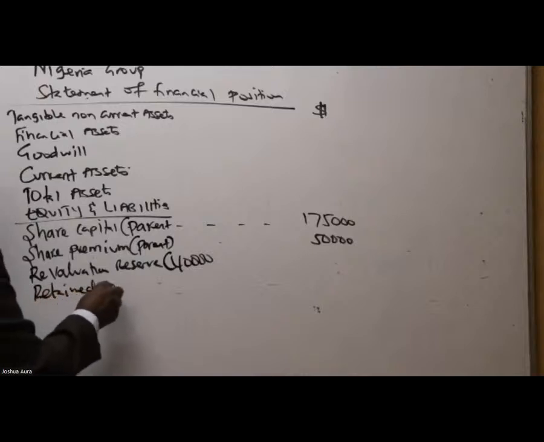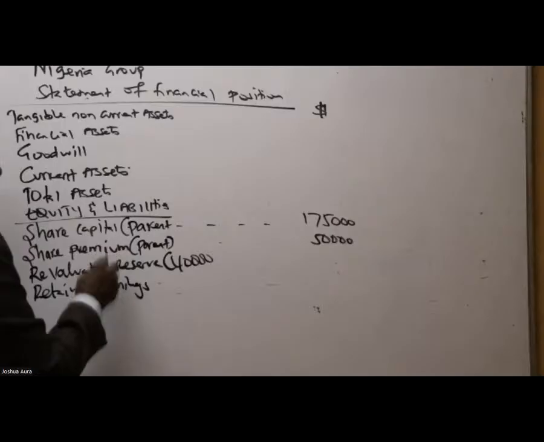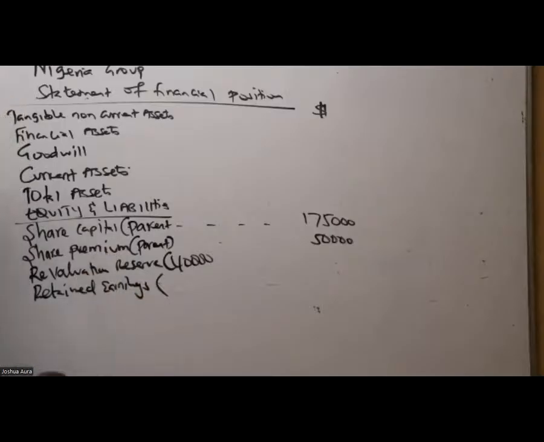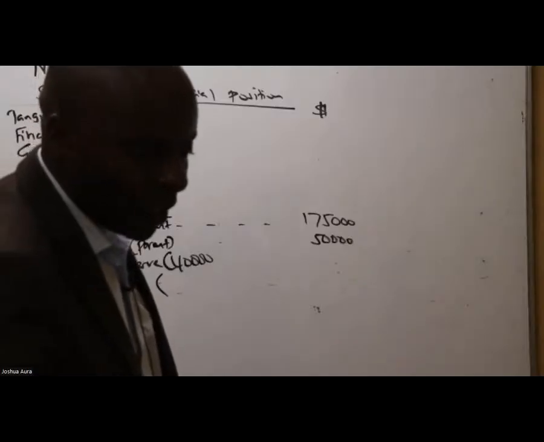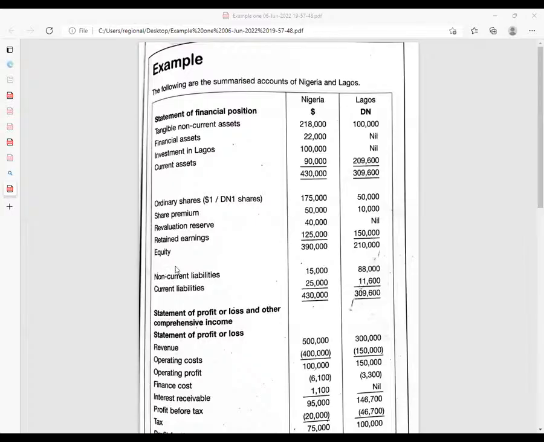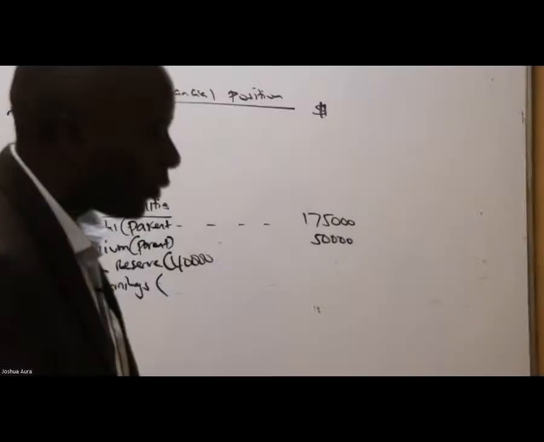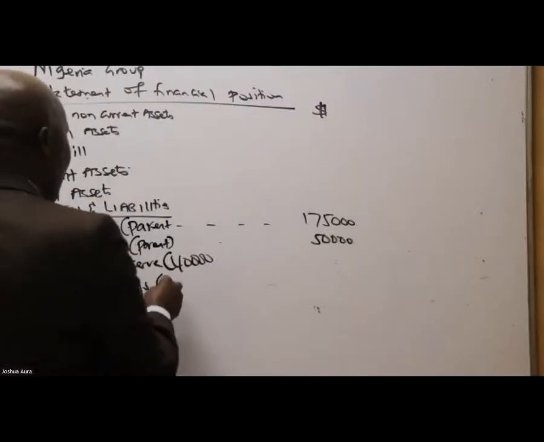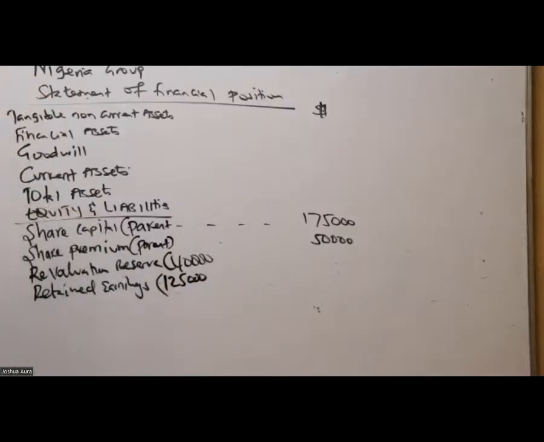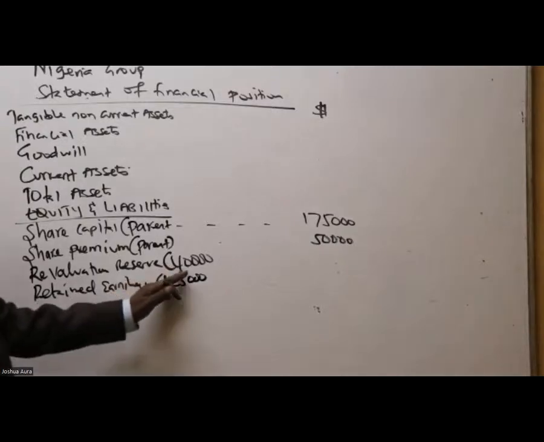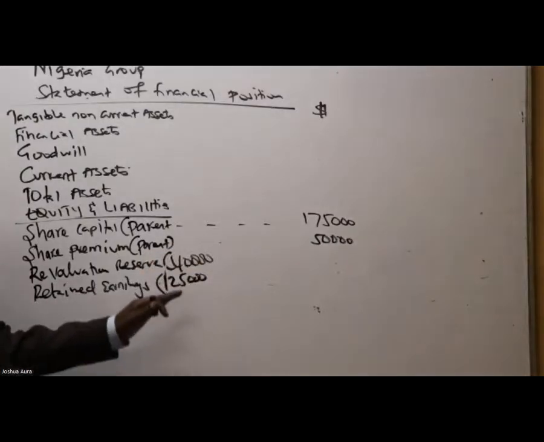So we have here 40,000, just like retained earnings may need some adjustments. So you pick the one of the parent only with room for making adjustments later on with any post acquisitions. So retained earnings, 125,000, like that. I'm putting them here because later on I'll be doing some adjustments.